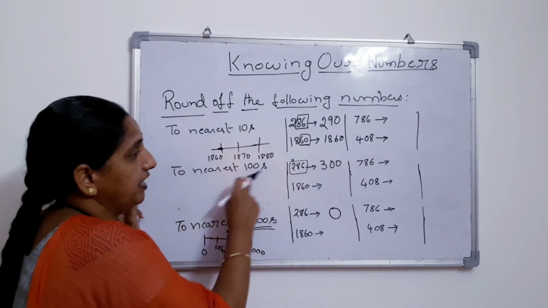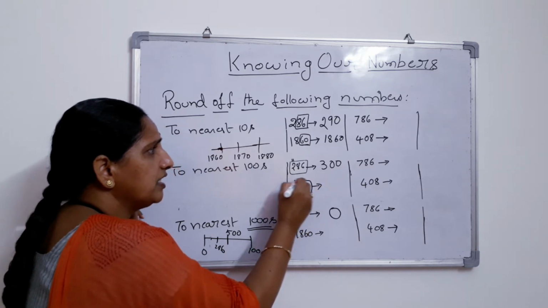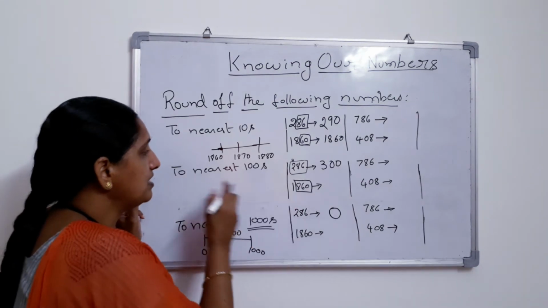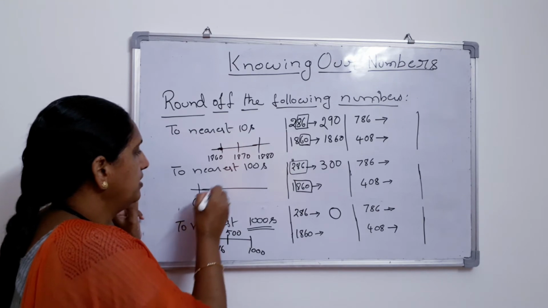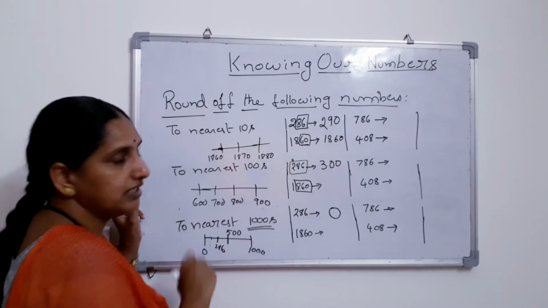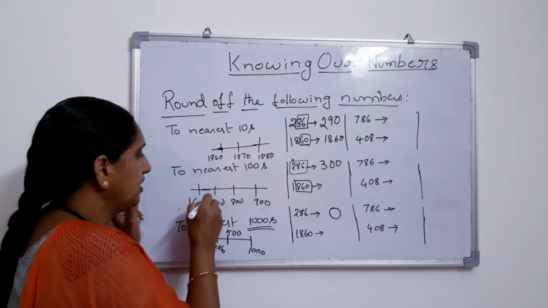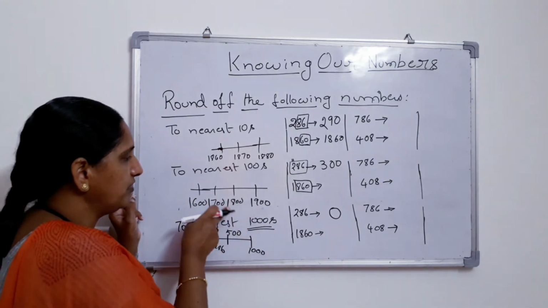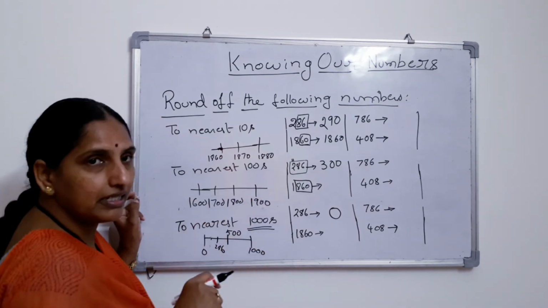See, for hundreds, now you have to take the hundreds place value. It is 860. Where does it lie? For hundreds, I'll take a few hundreds. Skip counting: 600, 700, 800, 900. See, it lies between 800 and 900. Is it not? That is 1000, 1600, 1700, 1800, 1900. So keep the thousands value like that. Therefore it lies between 1800 and 1900.